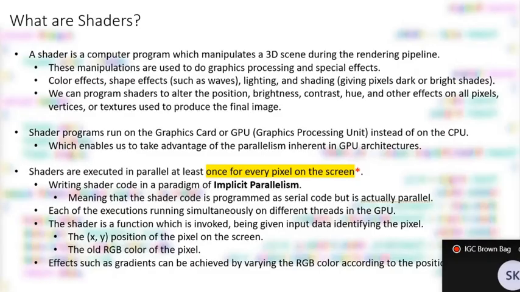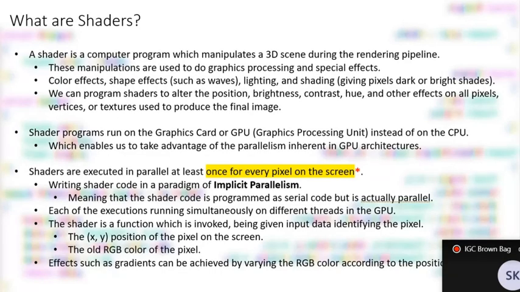Shader programs run on the graphics card or GPU, the graphics processing unit, instead of on the CPU, which enables us to take advantage of the parallelism inherent in GPU architectures. Shaders are executed in parallel at least once for every pixel on the screen. Note that not all shaders are executed for each pixel though. Vertex shaders, compute shaders, and other ones are exceptions to this rule.